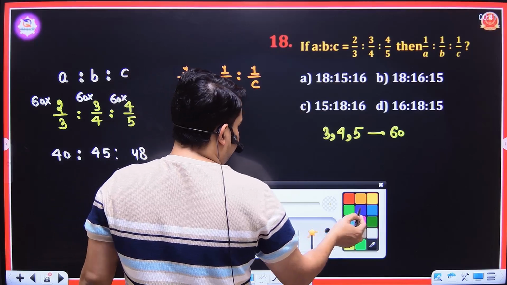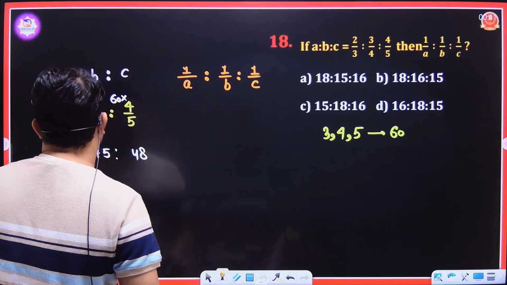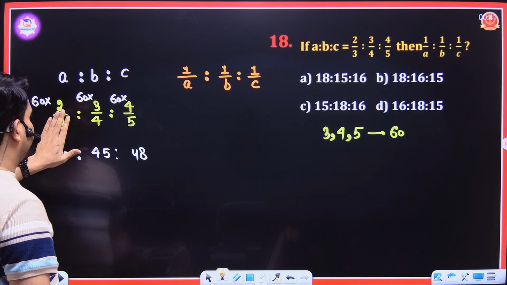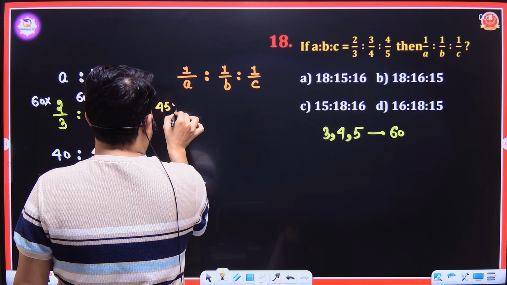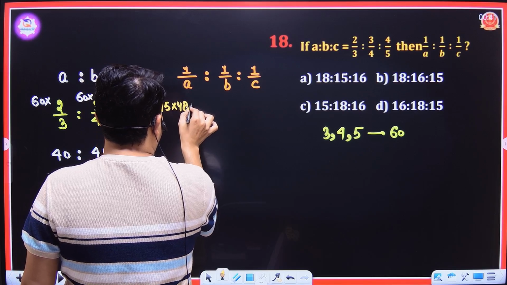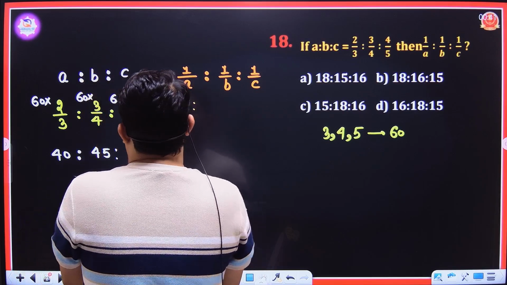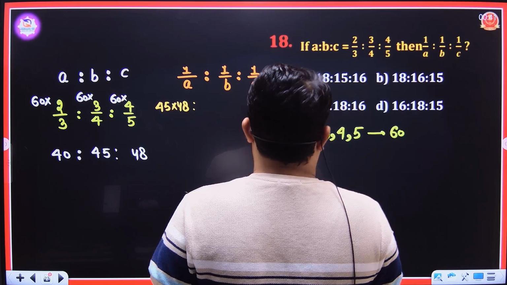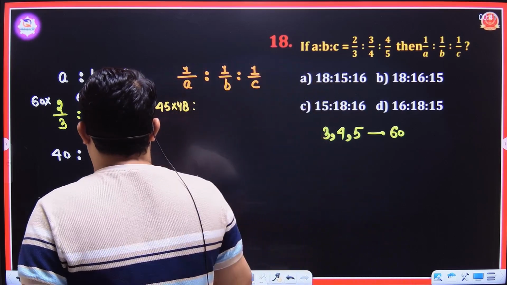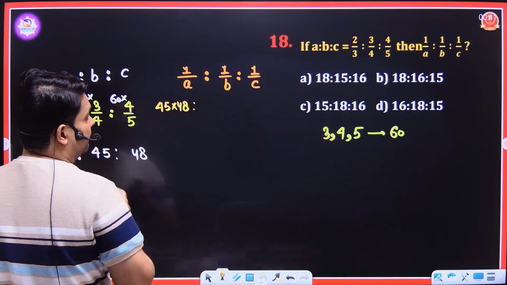What we have to write? We have to write the ratio of their reciprocals. So if we want to write A, we will write 45 into 48. 45 into 48 ratio. See this, I think this one becomes more calculative. So we will use another method to solve it.